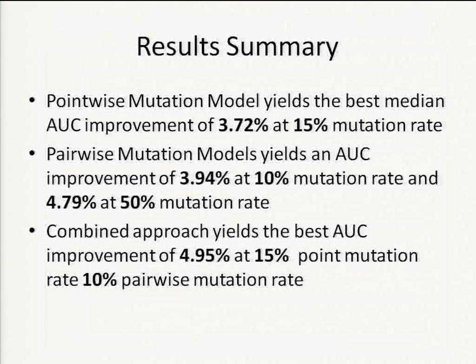Here's a summary of the results. The points at 0.5 show a fair improvement. Families can get improved in AUC.